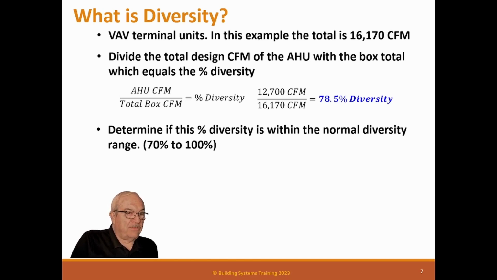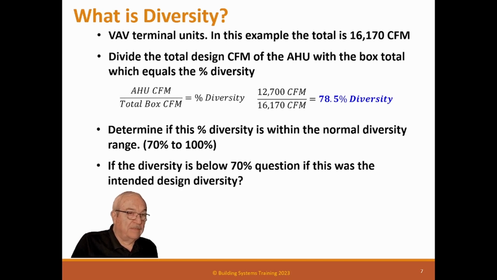And what happens if you have a lower diversity than 70? Just simply ask the engineer, is this okay? I noticed the diversity is below 70%. I just don't want there to be a problem. You're sure this is okay? And then if he says, yep, that's exactly what I want, that's not your decision. Then you move on and do that lower diversity.